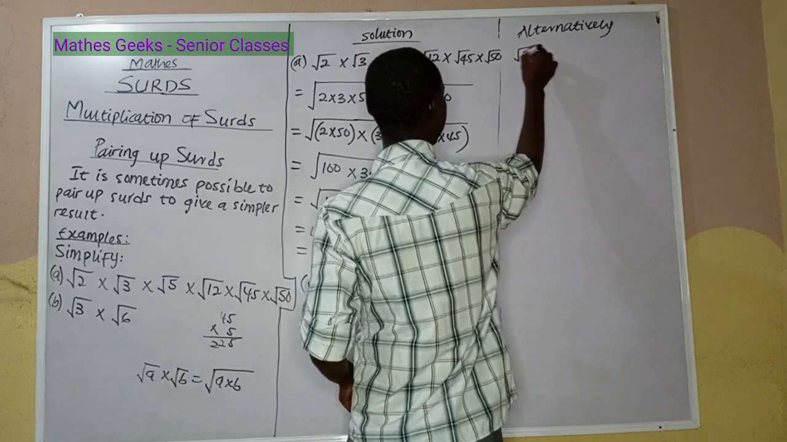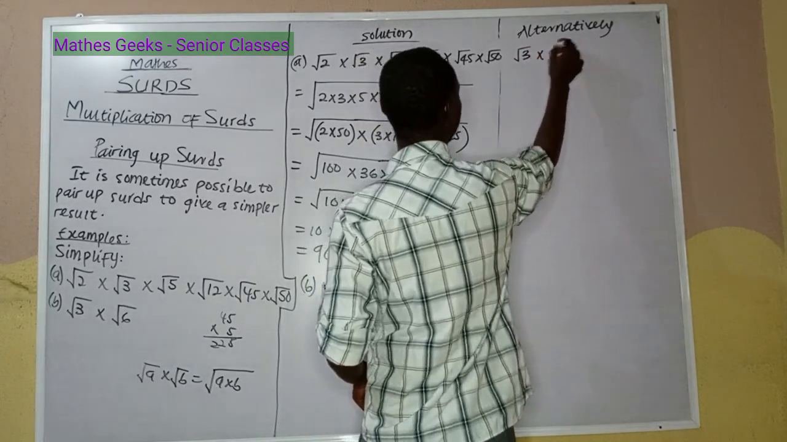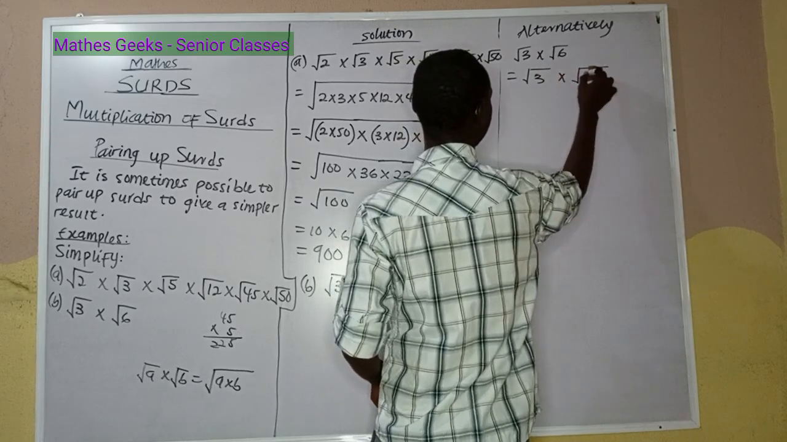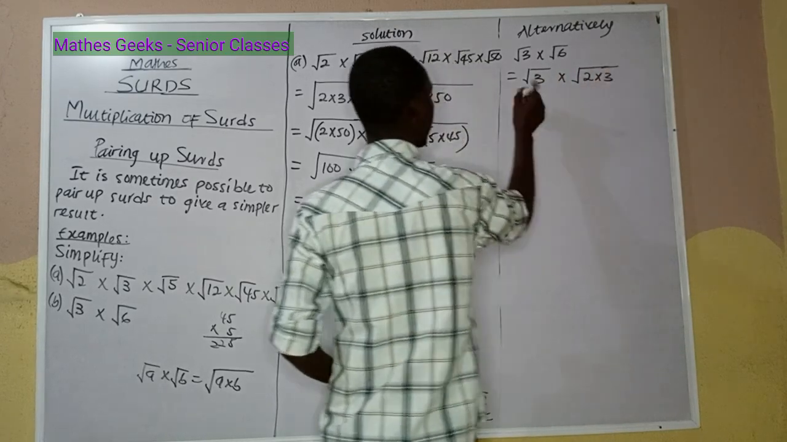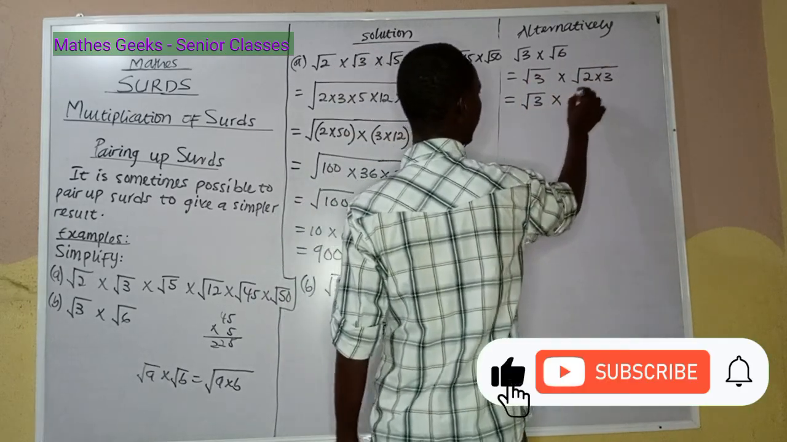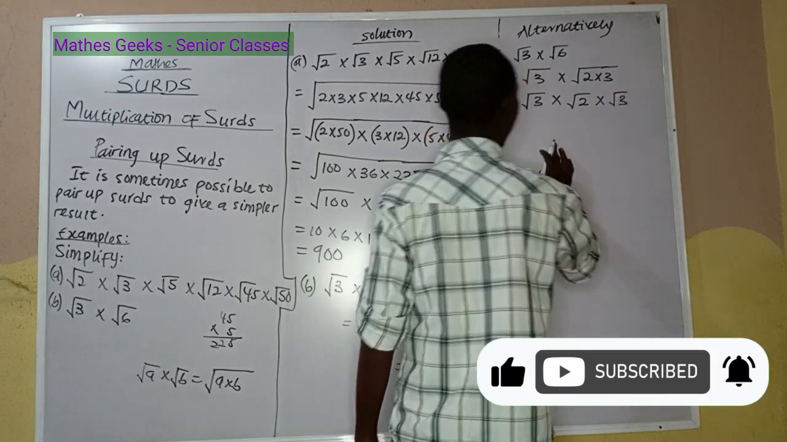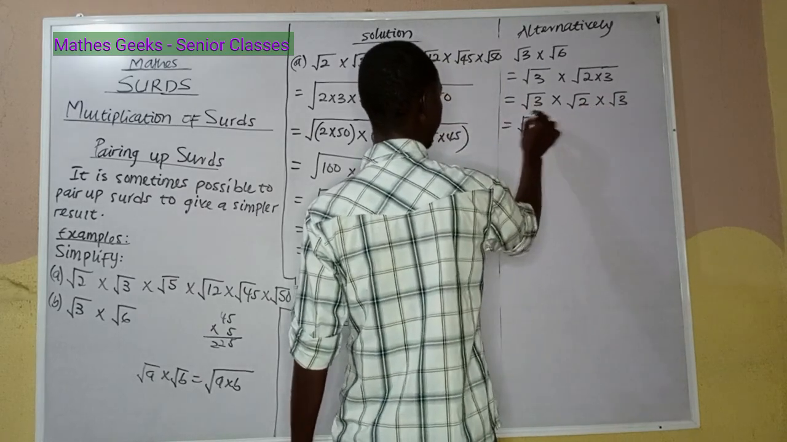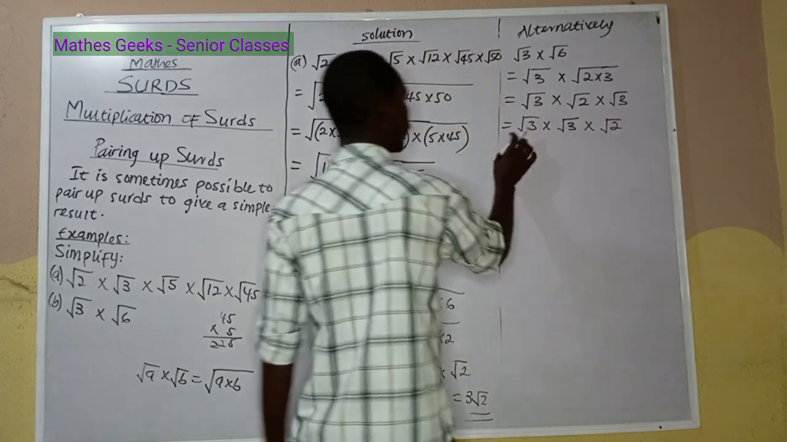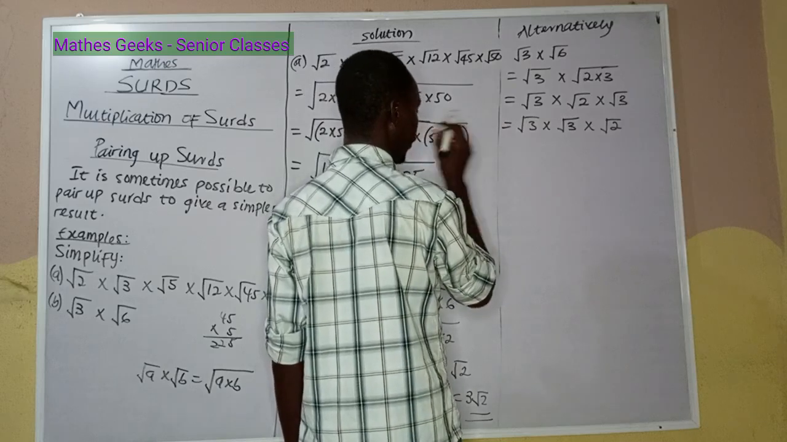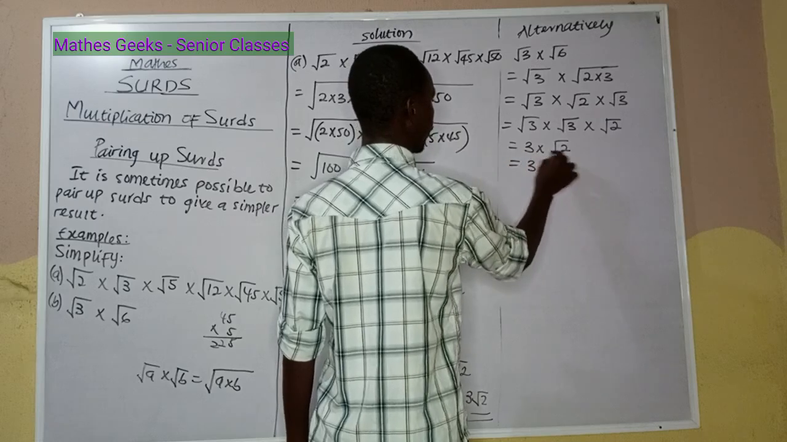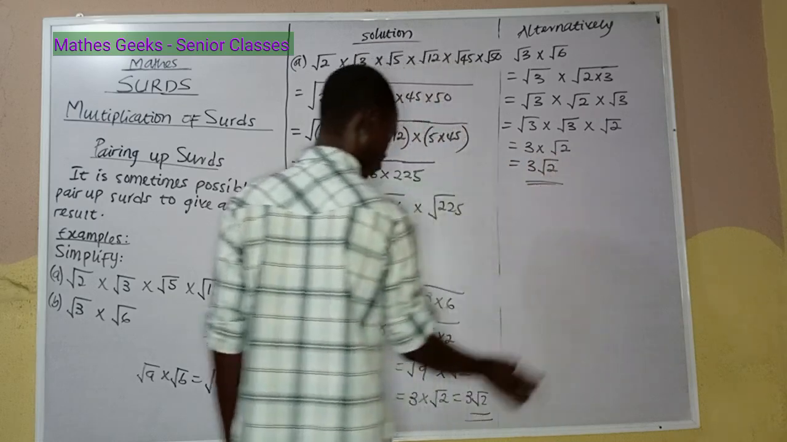So we say root 3 times root 6 is equal to root 3 times root 2 times root 3. These are the factors of 6. So equals root 3 times root 3, times root 2. So root 3 times root 3 will give me root 9, and the square root of 9 is 3. Now we have 3 times root 2, which is also equal to 3 root 2. Same thing as what I have here.